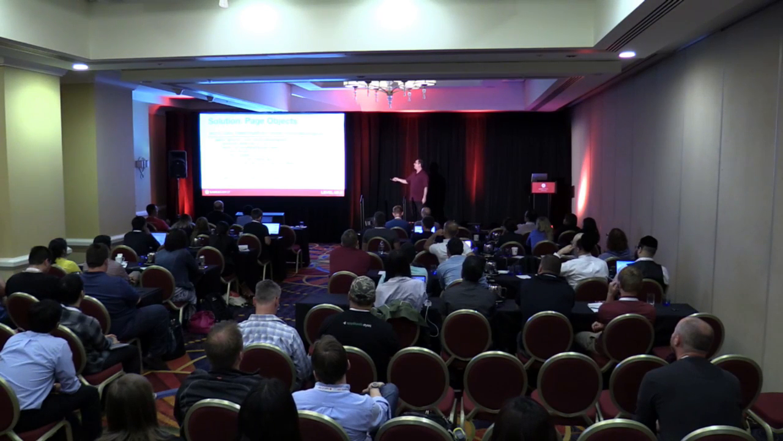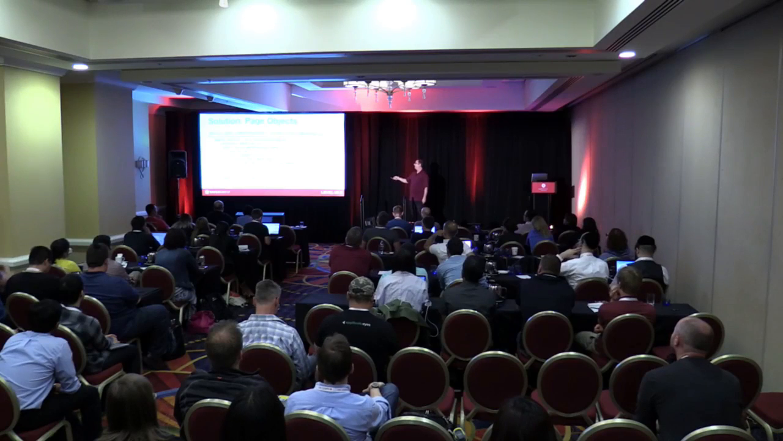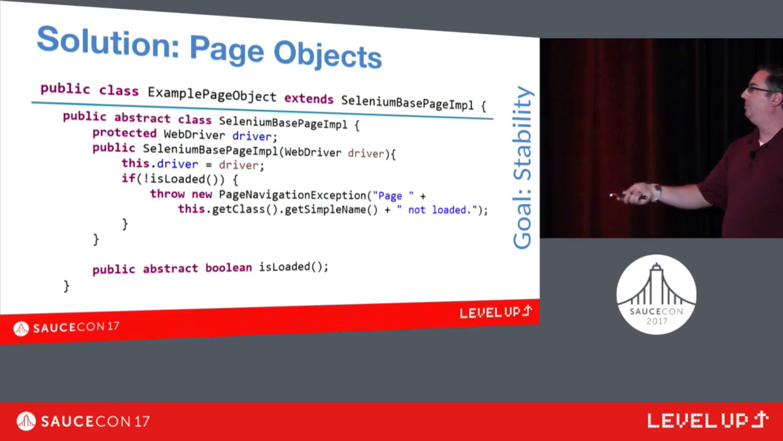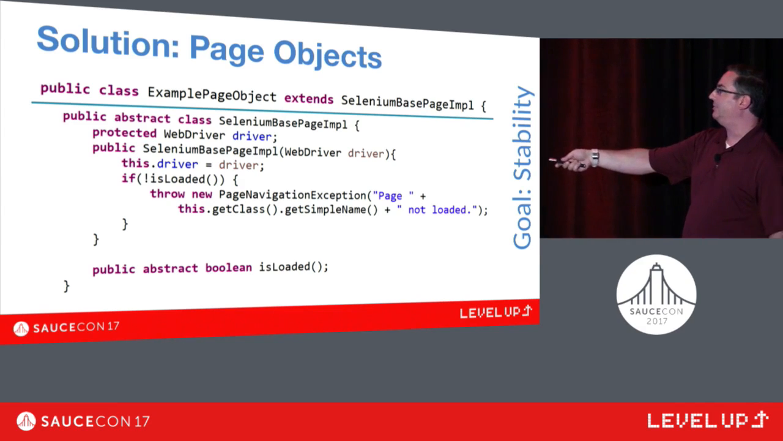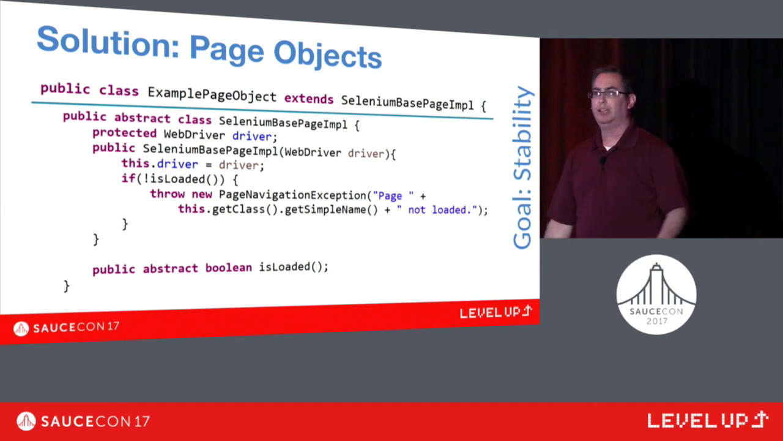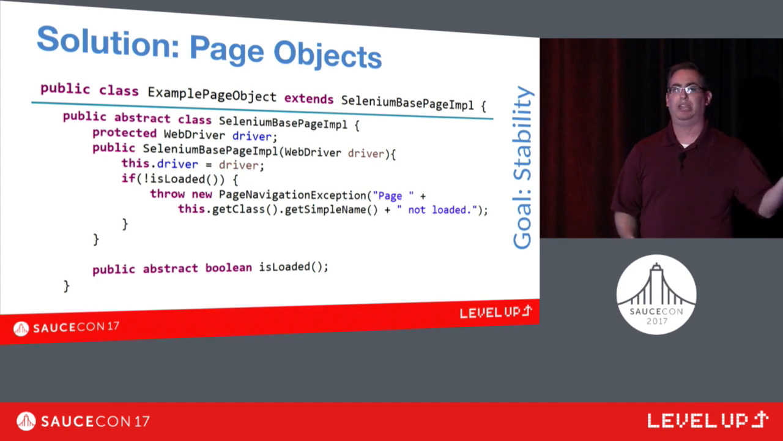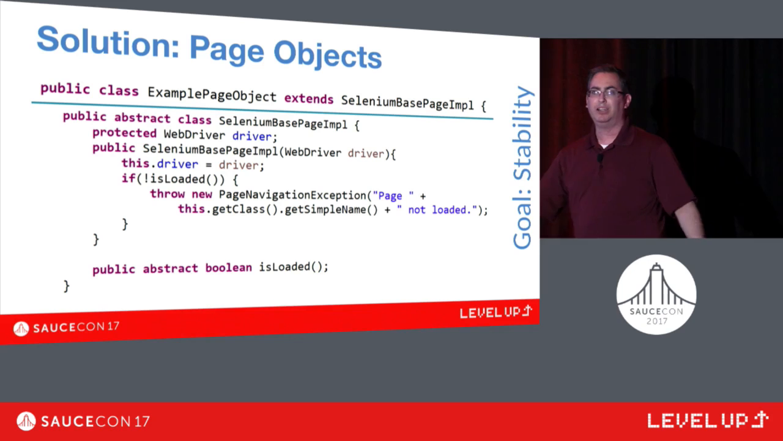And that is to actually check in the constructor itself if the page is loaded, and if it's not loaded, actually throw a new page navigation exception. So this is just a custom exception that I created at Vanguard. It does some really nice, useful things like take a screenshot and name the screenshot whatever you pass in as the message here.